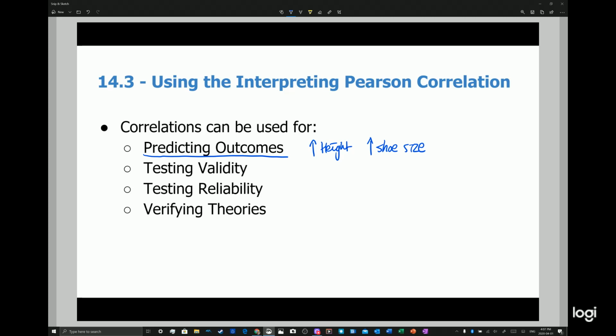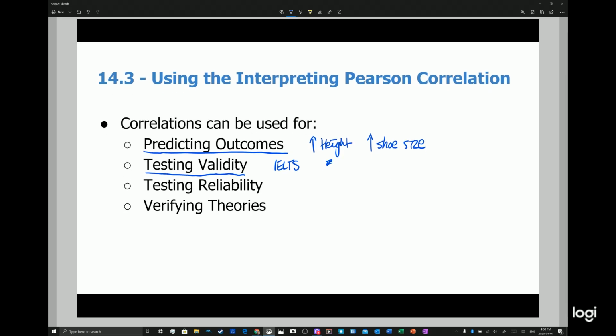We can also test the validity of something. It could be a test or a survey or some sort of measurement. And for example, if we have, let's say, the IELTS test, and the IELTS test is supposed to predict how well students do, let's say, in their courses, especially writing courses. So let's say, for example, you take the IELTS and score pretty well, and you go into, I don't know, English 110 and score well on that.